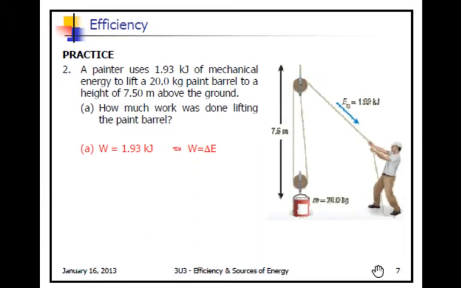We could look at efficiency for systems as well. So this is a painter. He's trying to raise a paint bucket using a pulley system. The energy that he uses is 1.93 kilojoules of mechanical energy. So the first question is, how much work is done? Well, the work is equivalent to the energy that was expended, so it's 1.93 kilojoules of work.